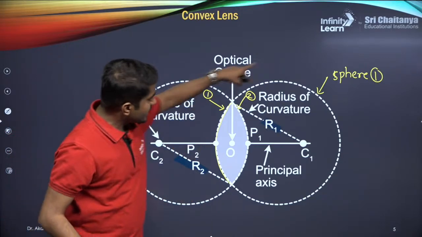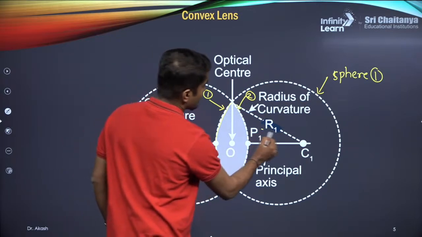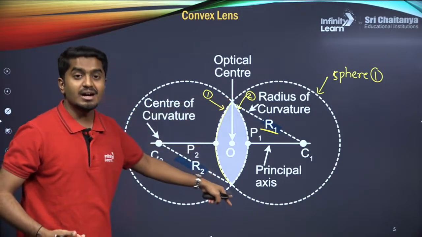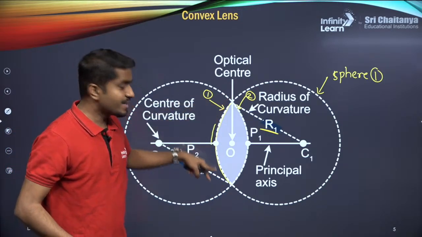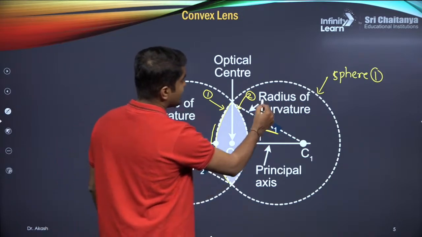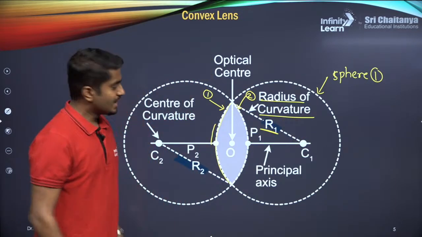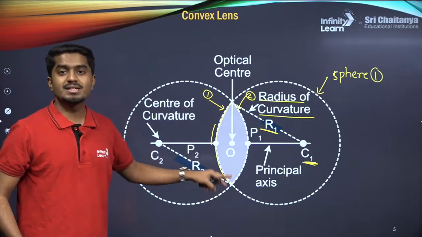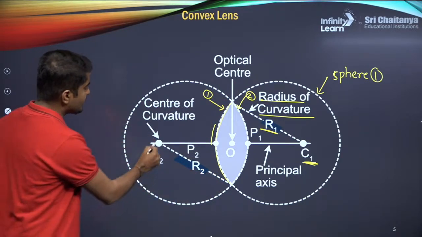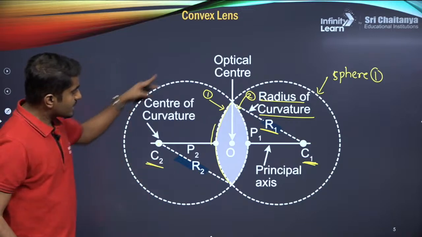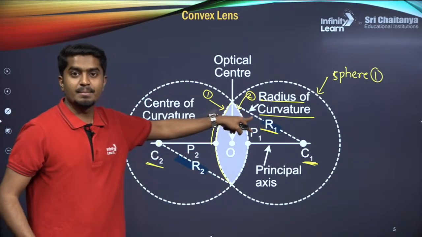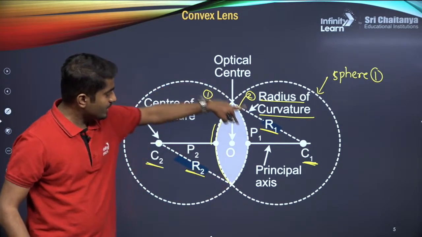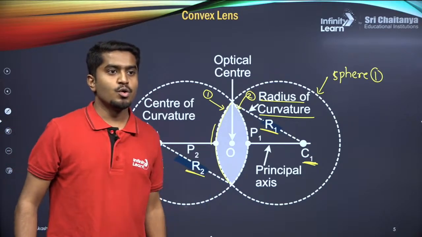Here sphere number 1 will have some radius. This is the radius of curvature, curvature meaning this curved surface. Then here we have C1, which is the center of curvature. Similarly, here there is C2, which is the center of curvature for surface number 2, and there is R2, which is the radius of curvature for surface number 2.